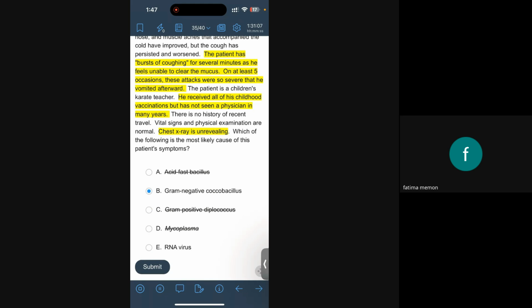And why? Because pertussis requires a booster vaccine. After the childhood vaccination, you need to get the booster vaccine every 10 years. The patient only took the vaccine in childhood, but never took a booster vaccine. That's why the patient develops pertussis here.